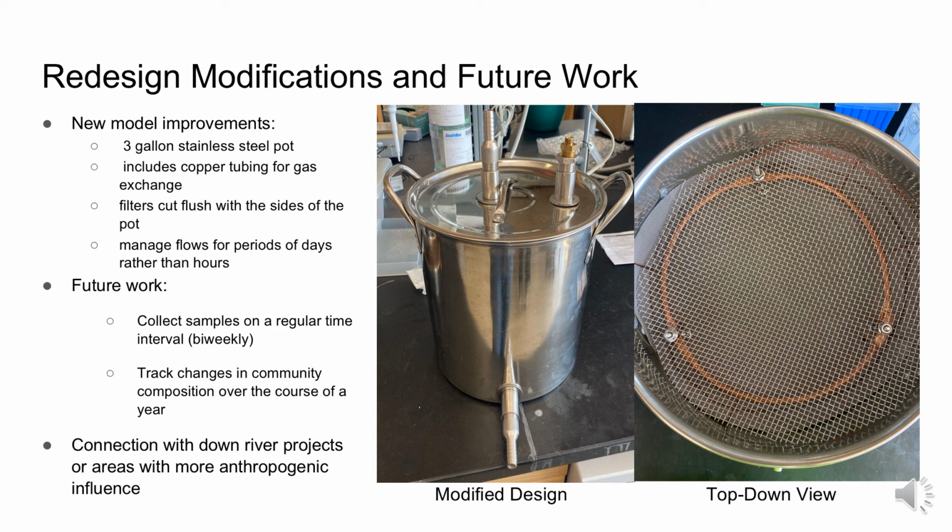In the future, we're hoping to be able to install these devices on a regular time interval in order to track changes in community composition and transport over the course of a year. Additionally, this project would hopefully be able to work downriver in areas of more anthropogenic influence, where we know that human waste and human pollutants are entering the water systems, and to be able to filter those out and collect and see the impact of those pollutants on the water systems as well.